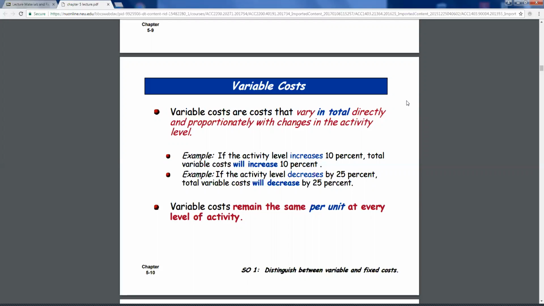If they sell one bottle, their variable cost, their cost of buying that material, is $1. If they sell 100 bottles, then their variable cost is $100. So what you can see is that as the level of activity goes up, the total variable cost goes up, but the per unit variable cost remains constant.